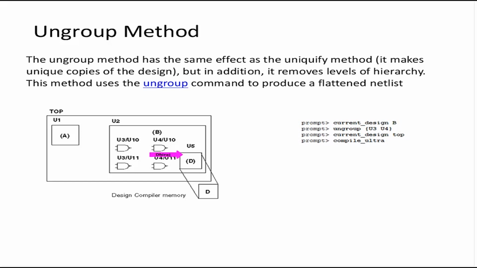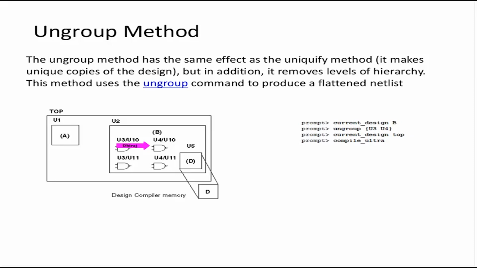You could even ungroup U5 if you want. Ungroup is not tied to the unification process. So by doing ungroup, in this specific example, we are unifying the design explicitly. So this is one other way of doing that. But ungroup has one more advantage: when you ungroup the design, DC can combine the combinational elements of both U3 and U4 and optimize them more effectively.